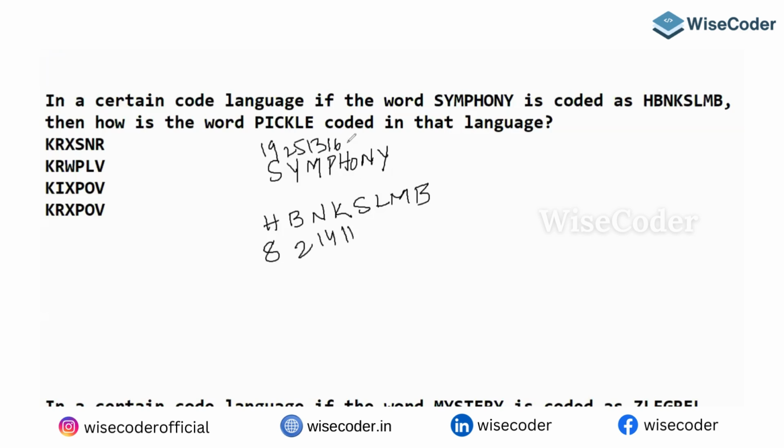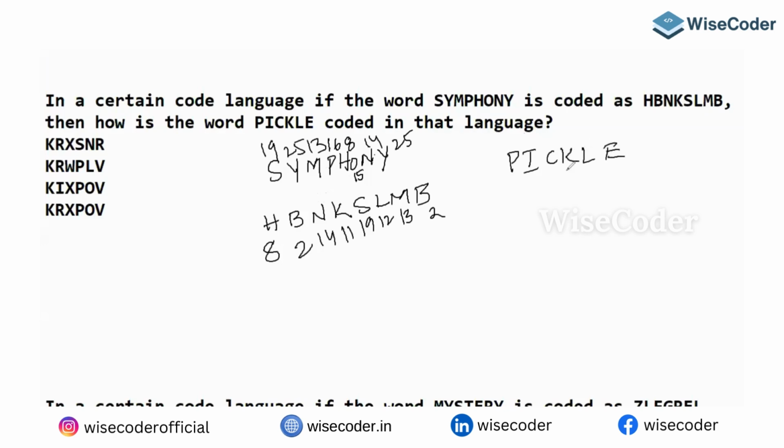16, 11, 9, 8, 19, O 15, L 12, N 14, M 13, Y 25, B 2. Yeah, 90% of you got your logic. So look at here. 9 plus 8, 27. 25 plus 2, 27. 13 plus 14, 27. 16 plus 11, 27. So what is the logic? The sum is 27. The logic here is opposite letters.